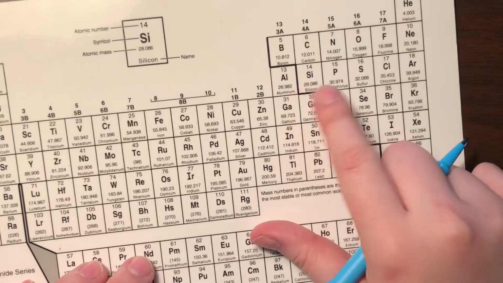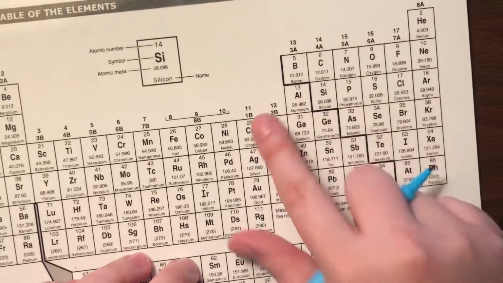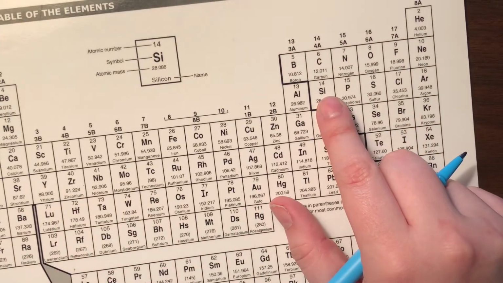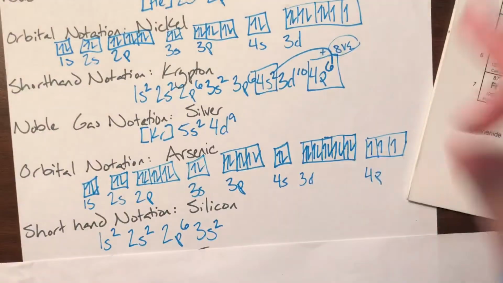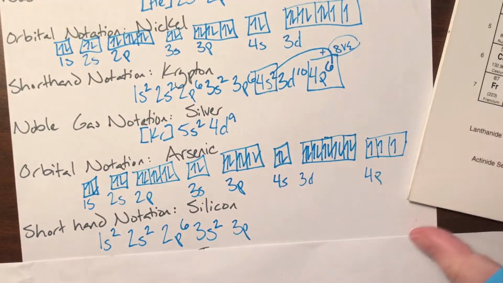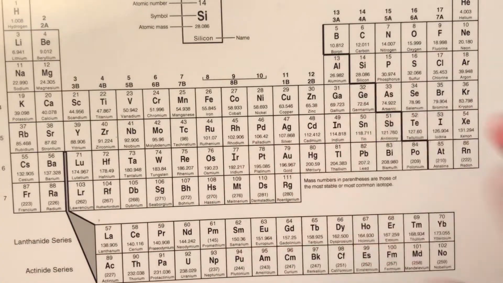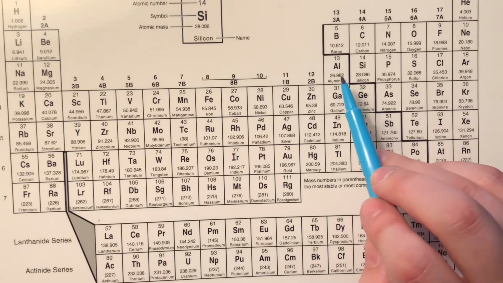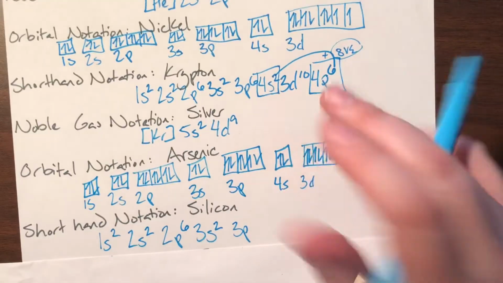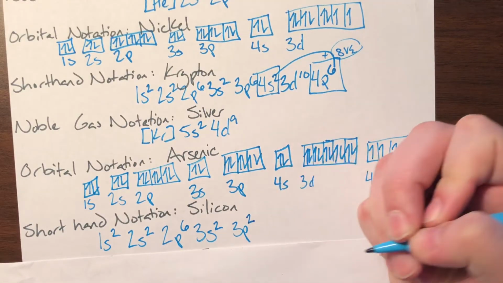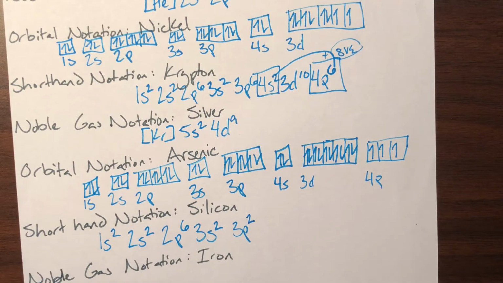And then finally, I'm going to reach silicon on my actual periodic table, which is going to be my 14th electron. My 13th and 14th electron live inside of 3p. But I need to be careful here. My p block is not necessarily filled. I need to count how many electrons I'm actually going to have. So for silicon, I'm going to have just 2 electrons inside of that 3p block. And that will be my shorthand notation for silicon.